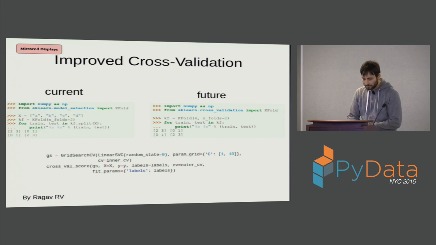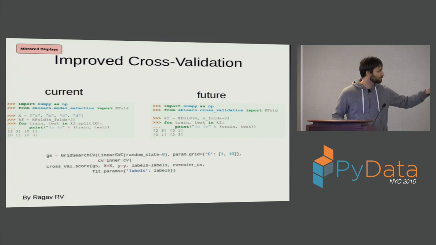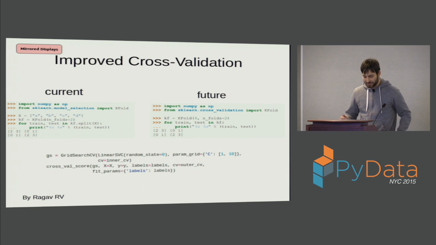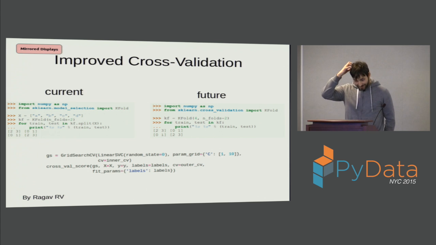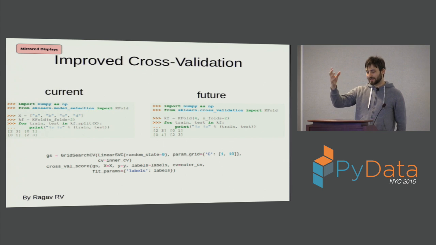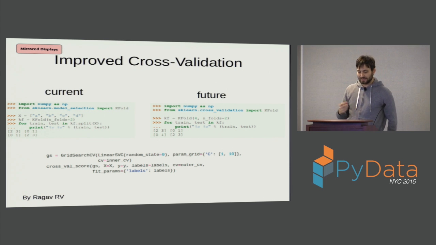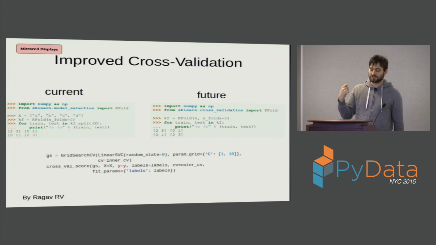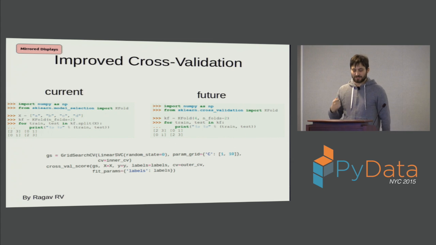In the new version, there will also be improved cross-validation. I messed up current and future, so on the right-hand side, where it says future, this is what it currently looks like, where you have this k-fold object, and after you instantiate it, you can just iterate over it, and you get training and test set parts for each split.